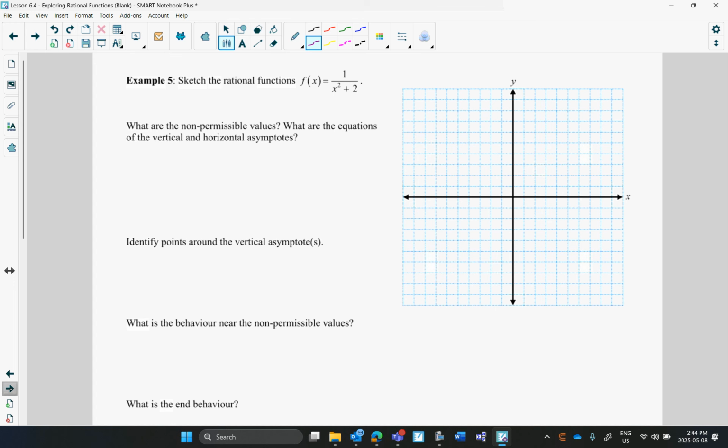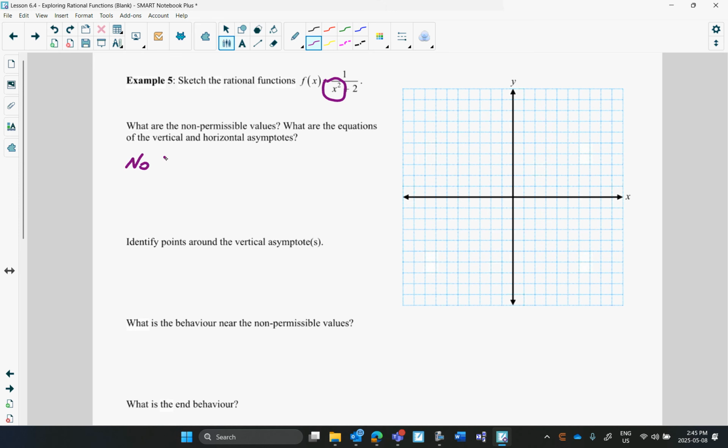What are the non-permissible values? What value of x would make the denominator work out to 0? Can you factor x squared plus 2? No. In order for this whole thing to become 0, doesn't x squared have to be negative 2? So that when I add 2, I get 0? Well, what squared gives you a negative? Nothing. So there is no vertical asymptote in this case.